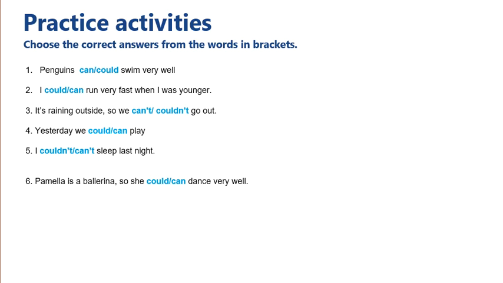So let's practice. Choose the correct answers from the words in brackets. Number one, penguins can or could swim very well. 2. I could or I can run very fast when I was younger. 3. It's raining outside, so we can't or couldn't go out. 4. Yesterday we could or we can play. 5. I couldn't or I can't sleep last night. 6. Pamela is a ballerina, so she could or can dance very well.